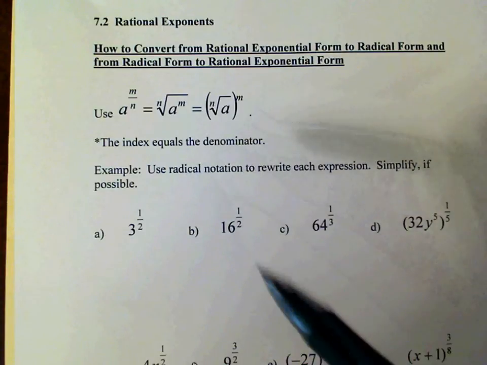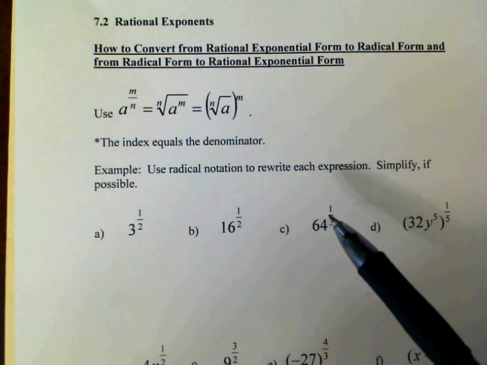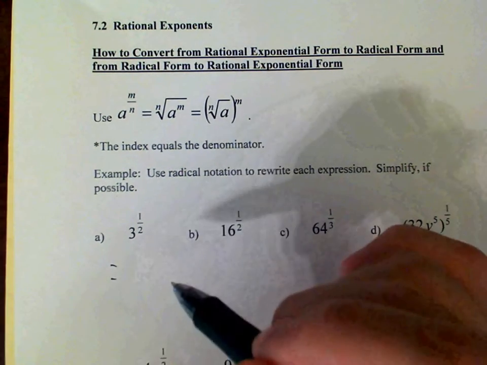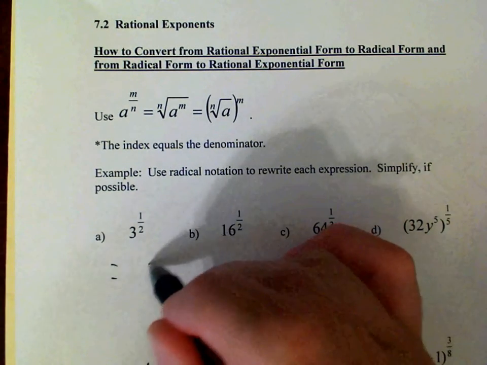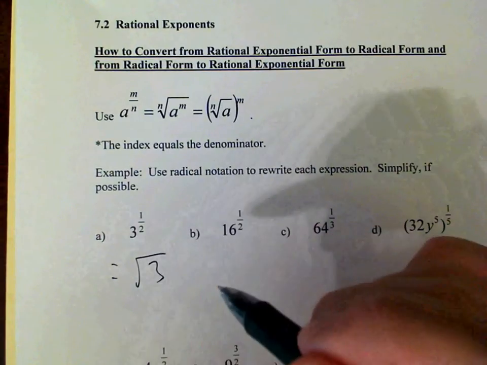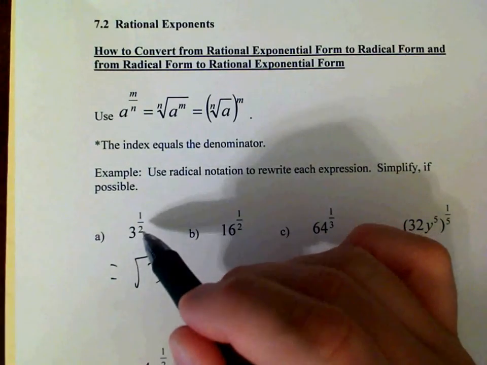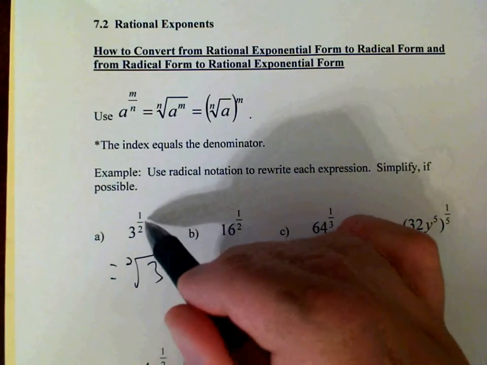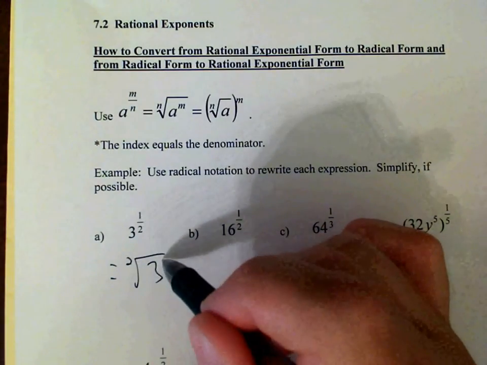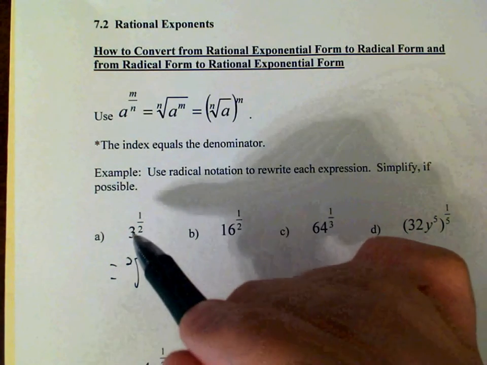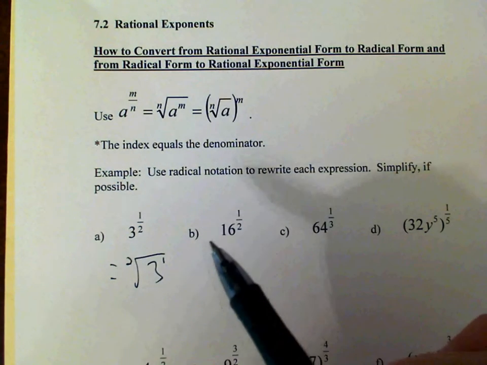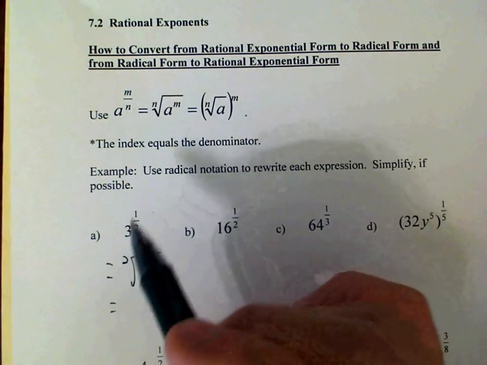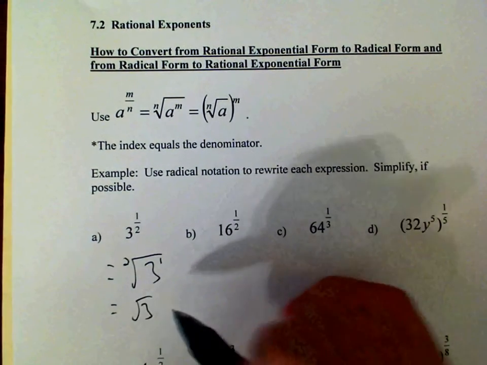So here we go. Let's do a few of these and see what happens. We're going to convert first. So when we have 3 to the 1/2 power, what that means is we're going to keep the 3 as it is. We're going to convert it to radical form. Now the denominator is a 2, and that becomes the index, and the numerator stays the exponent on the base. The base is 3. We don't have to write the 2. So that's the same thing as the square root of 3, in case you're wondering.